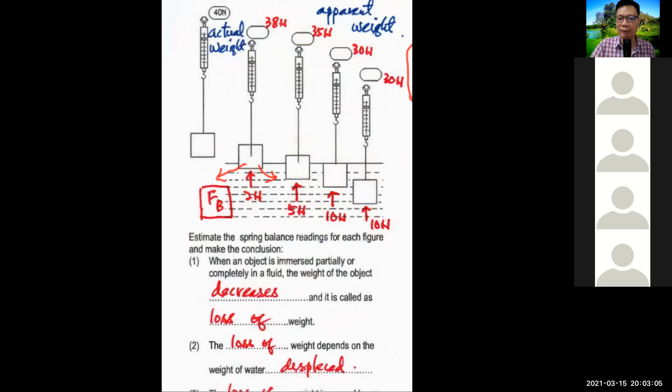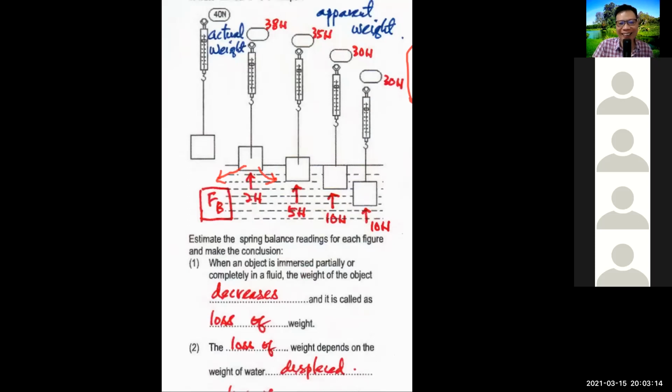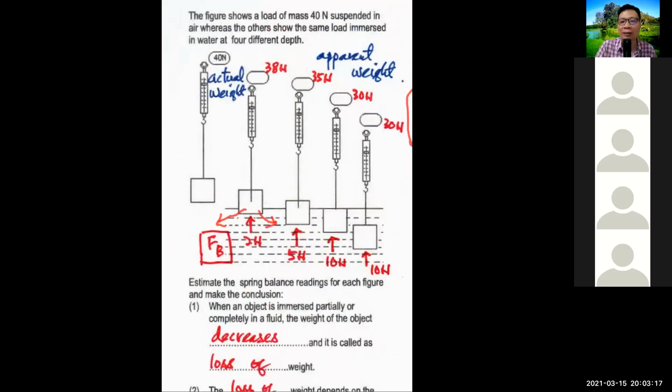What is apparent weight? Apparent weight is what? Fake one, not the real one. It's the actual weight minus the supporting force. Apparent means not the real one. Actually, apparent weight means it's the reading of the spring balance when the object submerges into the water. When you submerge into the water, you see the spring balance reading. That reading is called apparent weight. Okay.